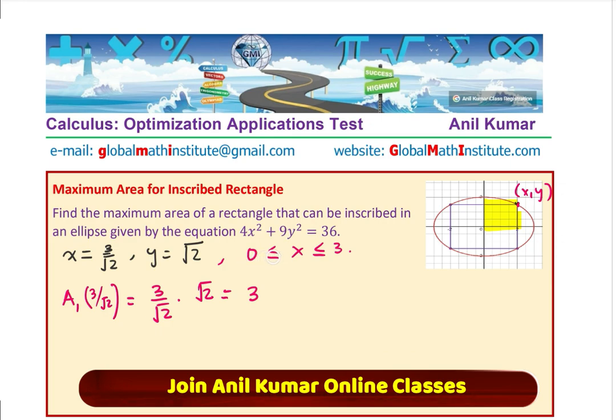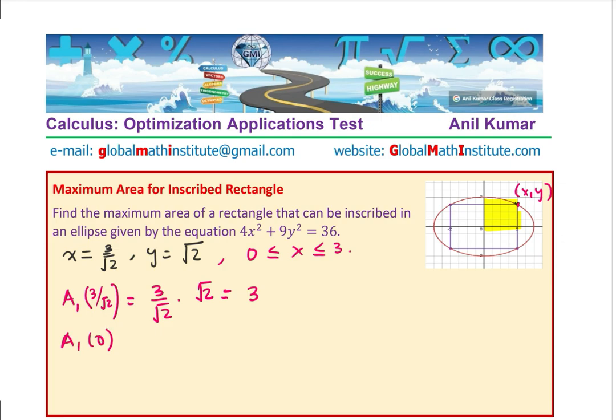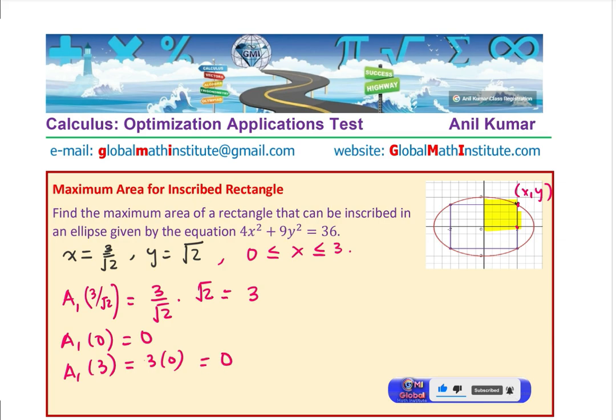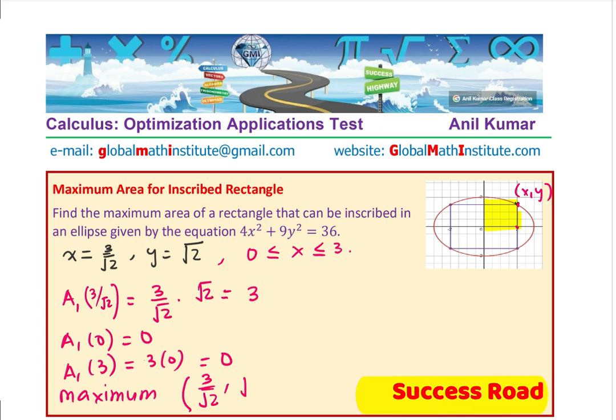Now if I use 0 or 3 as the x value, then clearly the area for 0 will be 0, and the area when x is equal to 3 will also be 0, because the expression for y is 0. So at x equals 3, y is 0, so it is 3 times 0, and therefore it is also 0. Since the area for the other two boundary conditions is 0, we have a maximum area at the critical number, which is x equals 3 over square root 2 and y equals square root 2, correct?